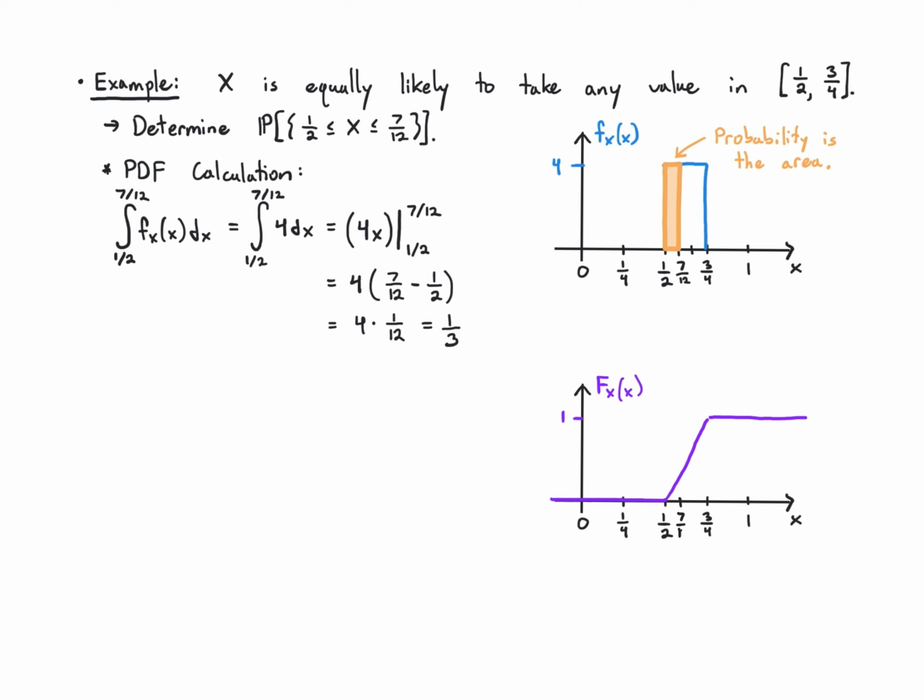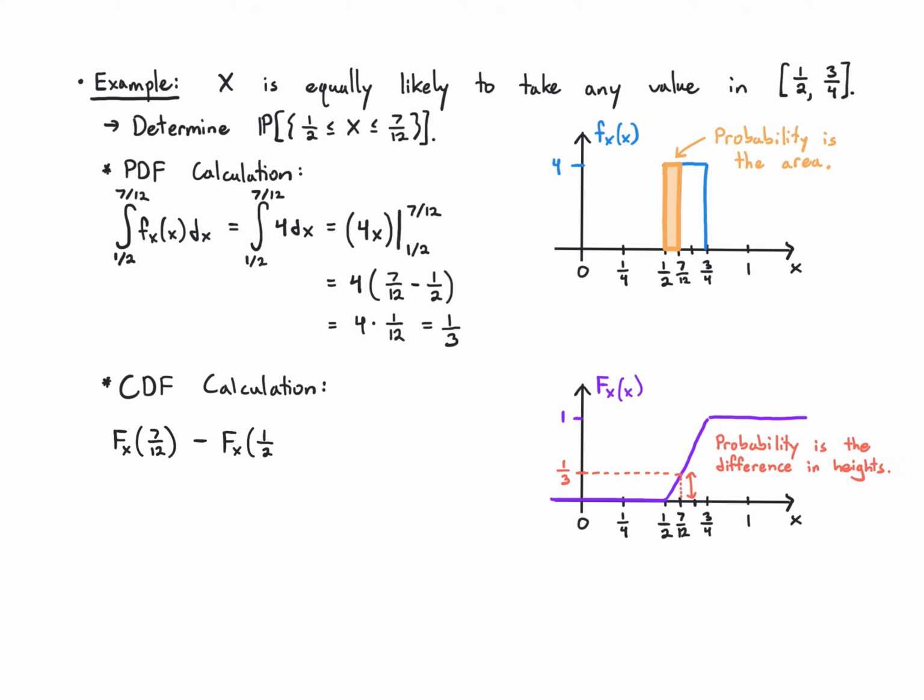How do I do the same thing in the CDF? Well, if I want to calculate it in the CDF, it's just going to be the difference in heights. So for CDF probabilities, I take differences in heights, and it's going to be, in this case, 1/3, the difference in heights. And let's see that from the equation. If I work out what the values are going to be at these 2 points, I'm going to also get this formally. So I get the CDF at 7/12 minus the CDF at 1/2.